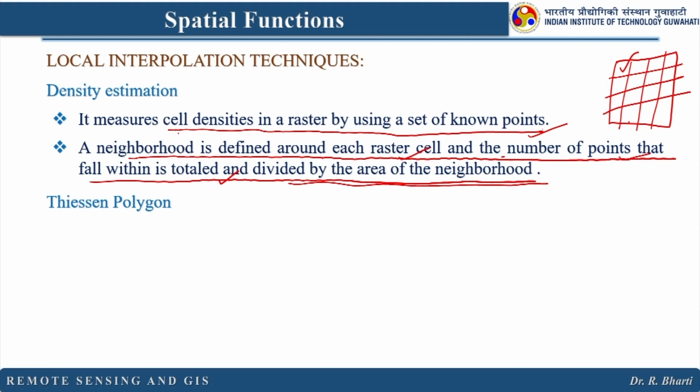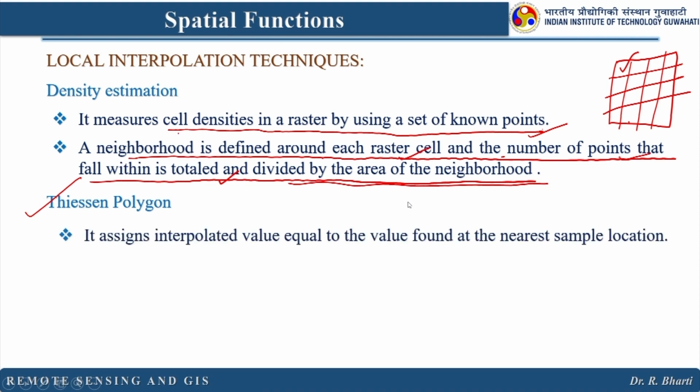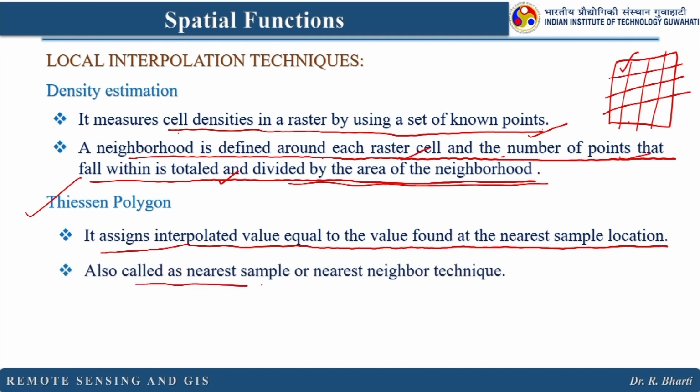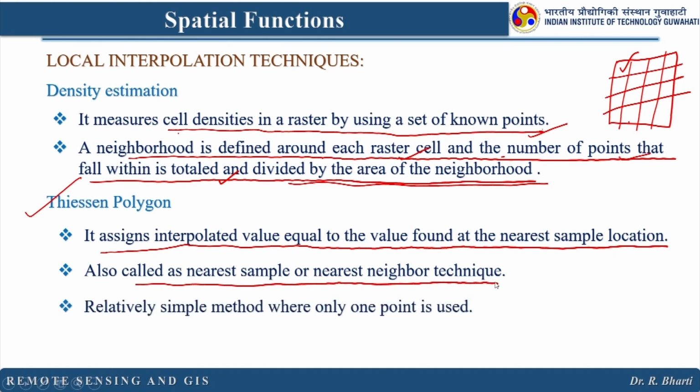Now, the next method is Thiessen polygon. Thiessen polygon is one of the popular methods in interpolation, but it is a little bit more complex than the others. So, let us see how exactly you can perform this. It assigns interpolated values equal to the value found at the nearest sample location, right, also called the nearest sample or nearest neighbor technique, because it is going to take the immediate neighbor value. So, it is more accurate. It is a relatively simple method where only one point is used, right.